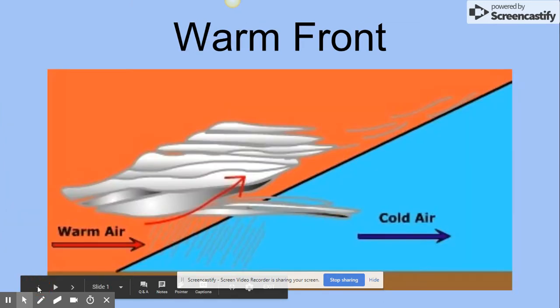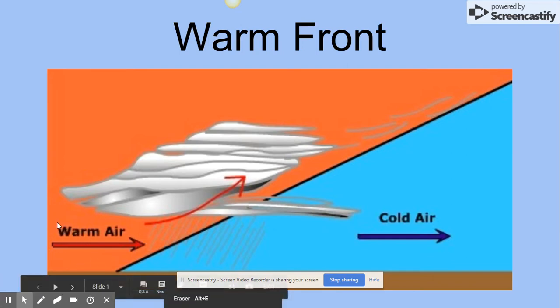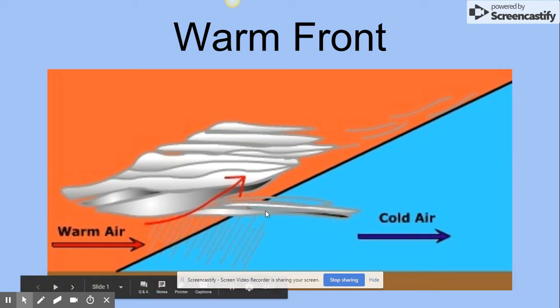So here, let's go back to the warm front. We're going to start with a warm front. Now, a warm front is really easy to remember because it is simply when warm air comes in. See right here how there's an arrow around where it says warm air, and it shows that the warm air is coming in to the cold air. Got that? In the place where a warm front is, there already was cold air, and the warm air is the air that is moving into the cold air.